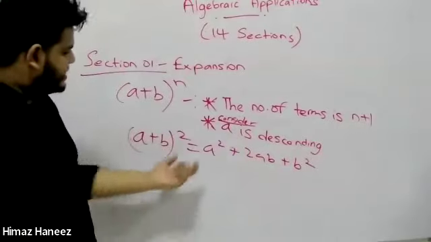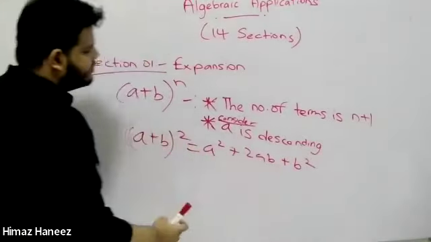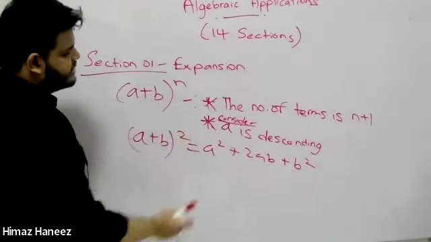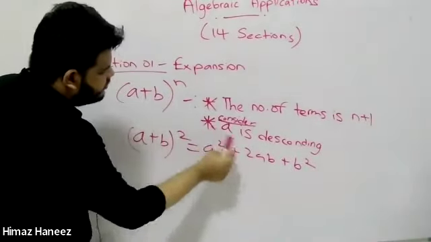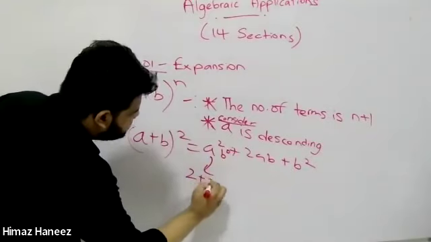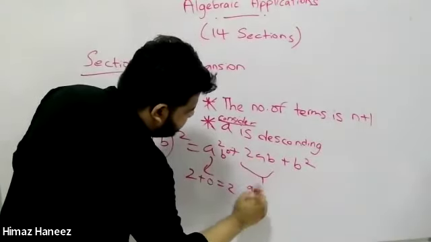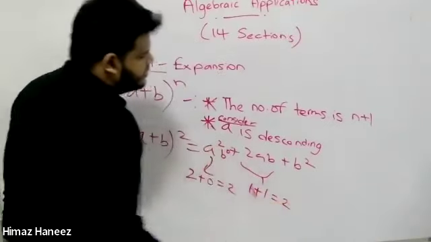They told, in each, this is what you call one term. In each and every term, the sum of powers is equal to n. This is n here. So what is the sum of powers? Here you have a, you have b to the power 0. Sum of powers, 2 plus 0, 2. Here a you have 1, b also 1, answer is 2.